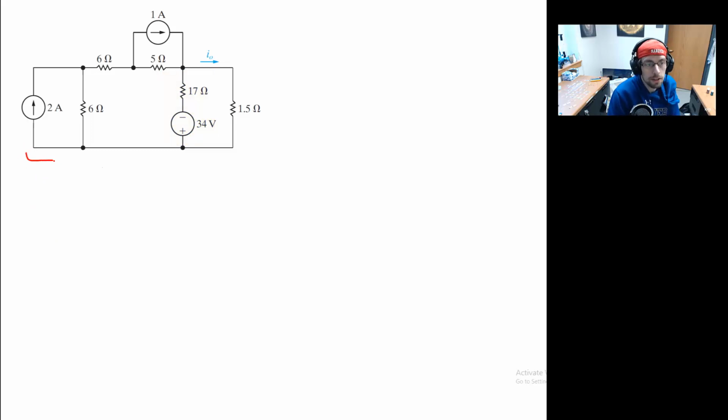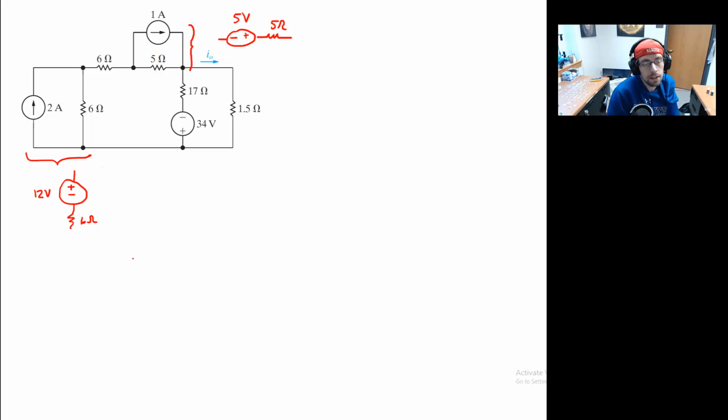This left-hand piece, I can convert that into a 12 volt supply in series with that 6 ohm resistor. So that's the left-hand side. This top piece right here, I can convert that into, I'll put a plus and a minus, a 5 volt supply in series with my 5 ohm resistor. So that's what I'll do for that one.